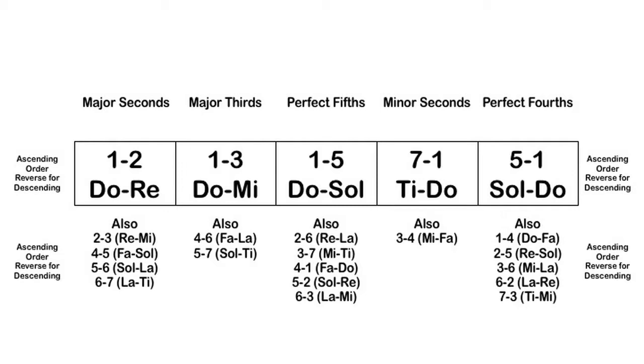So for a major second down, we used 2 down to 1 or Re down to Do. For a major third down, we used 3 down to 1 or Mi down to Do. And for a perfect fifth down, we used 5 down to 1 or Sol down to Do. For a minor second up, we started on scale degree 7 or Ti and went up to Do or 1. And for a perfect fourth up, we started on scale degree 5 and went up to scale degree 1 or Sol to Do.